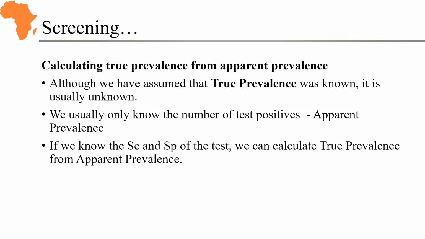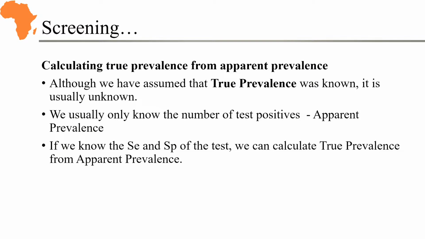To finish up with this, we know the apparent prevalence, which is the probability of testing positive. We want to know the true prevalence, which is the probability of disease positive. Although we have assumed the true prevalence is known, it is usually not known. We usually only know the number of test positives, which is the apparent prevalence. If we know the sensitivity of the test, in other words, the test was conducted in maybe experimentally infected groups or a specific group that we know has the disease, or specificity of the test, where the test was conducted in a place where there is no disease or the prevalence is very low, so we are very sure that the negative is a negative.